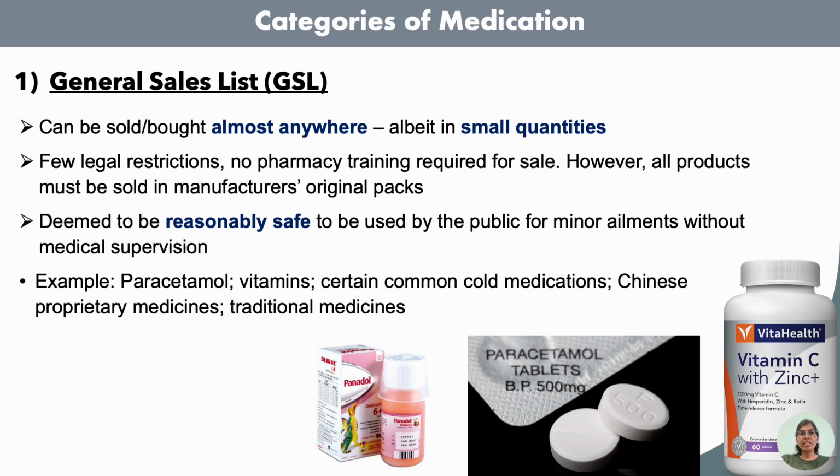So now let's go into categories of medication. The first one would be general sales list, or GSL. Just think of your everyday use vitamin C or your paracetamol, where you can buy it almost anywhere but in smaller quantities, is reasonably safe, and it can be bought without a prescription, basically, with very few legal restrictions.